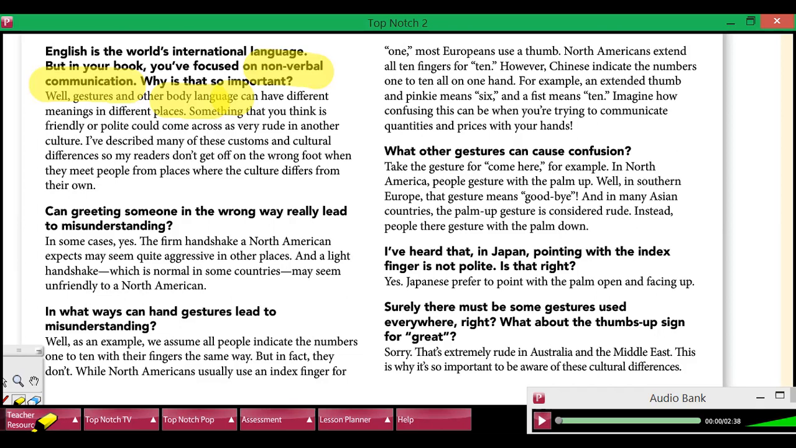Okay, let's see. Rachel. Body language, what's that? What do you understand by body language? Rachel? Teacher, I didn't find it. Yeah, what did you find? Non-verbal communication, what's that?